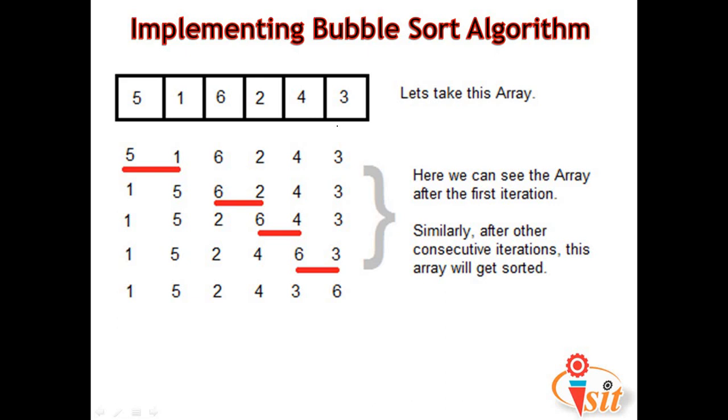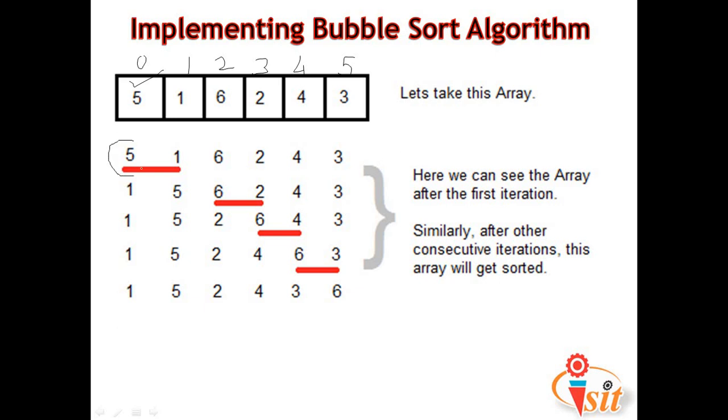Now consider, this is one simple example we have taken, and this is for the first pass. So we have array elements, like the first element is 5, then 1, 6, 2, 4 and 3. Now consider this is array index 0, array index 1, array index 2, array index 3, array index 4 and array index 5. So how does the bubble sort algorithm work?